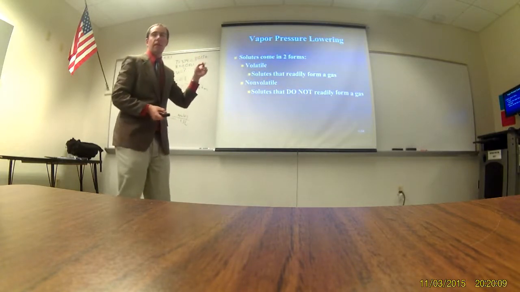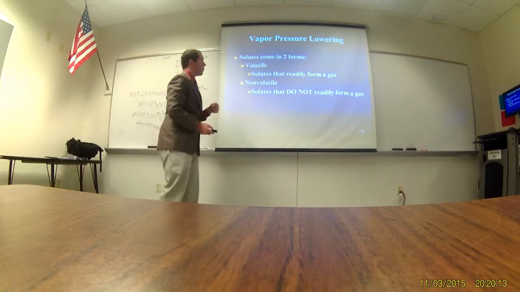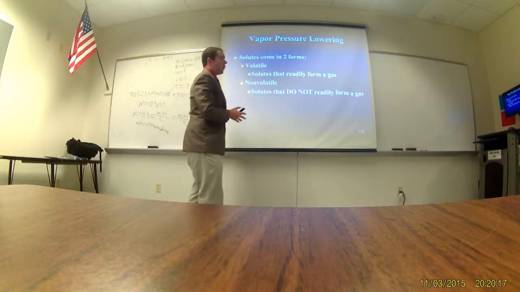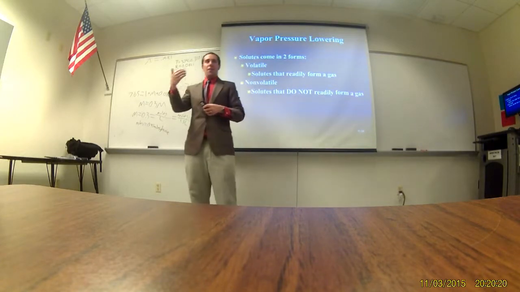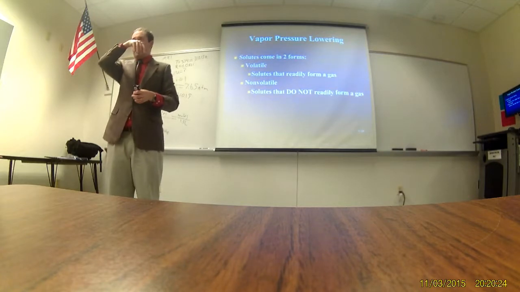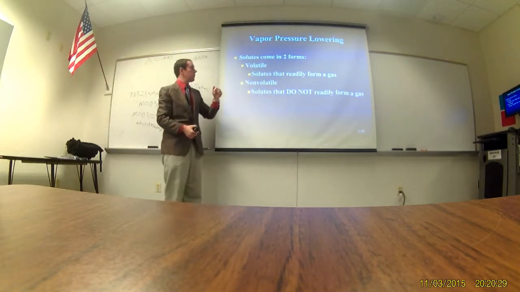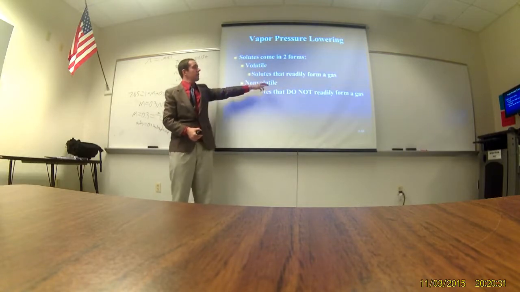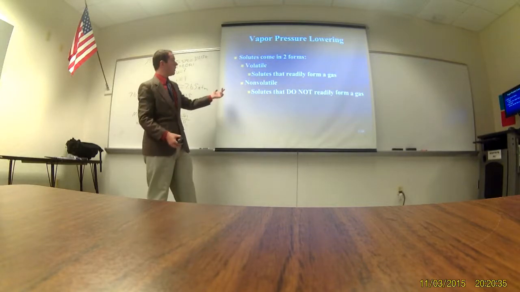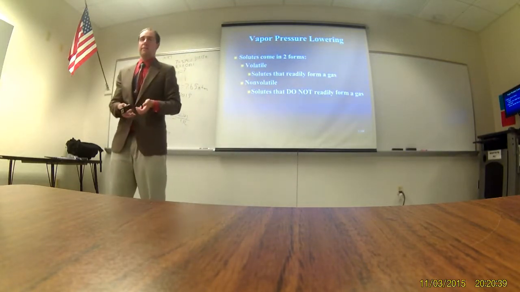Let's do one more colligative property, then we'll do a break. So the next one is vapor pressure lowering. If you dissolve something in your water, there are two different types of things that you can dissolve. You can dissolve something that's volatile or something that's non-volatile. A volatile solute is something that easily makes a gas. A non-volatile solute is something that does not easily make a gas.